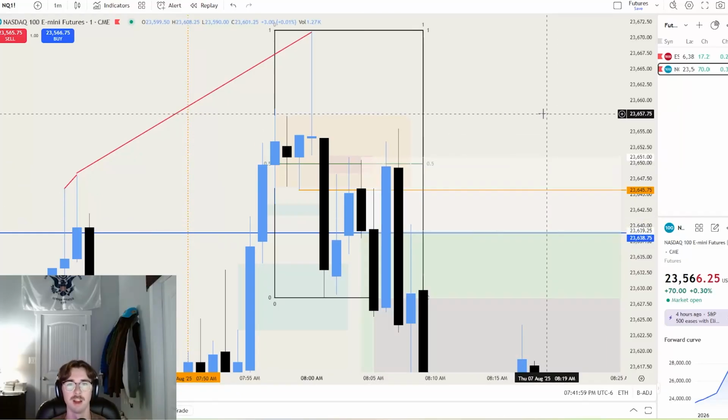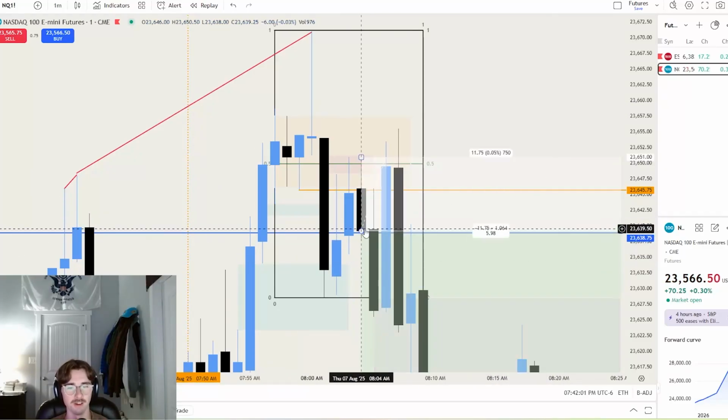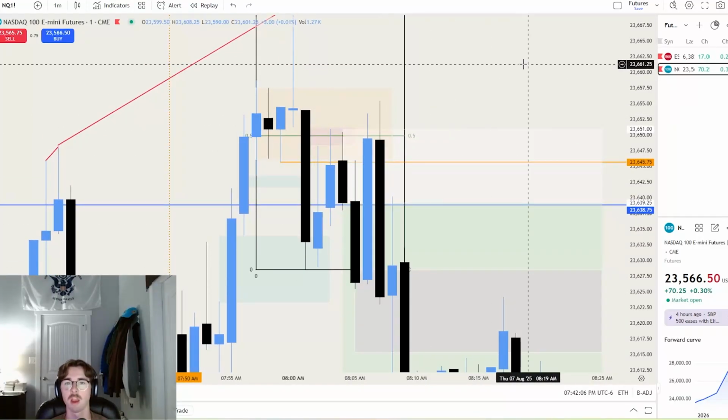From there, I'm like, let's go. Let's enter the market, right? So I enter. I put my stop above this high. Price comes down and then comes back up and stops me out. Unfortunate, but I could have protected it better.